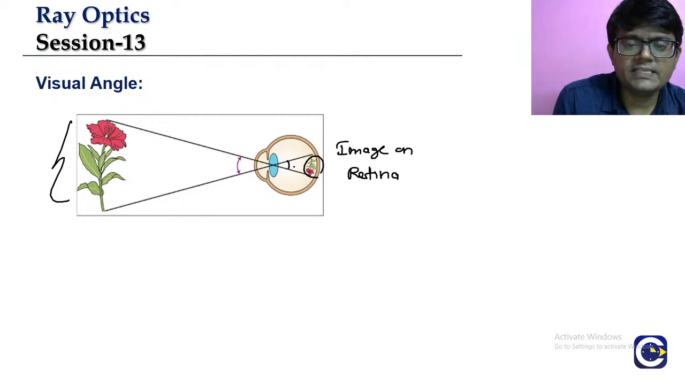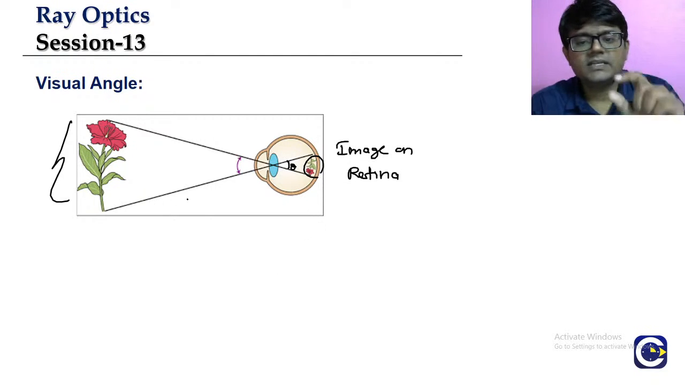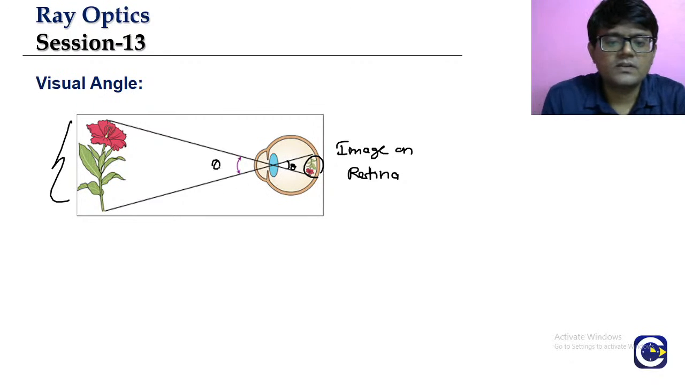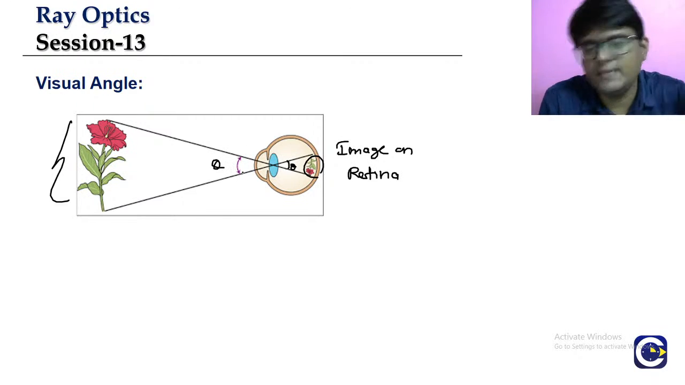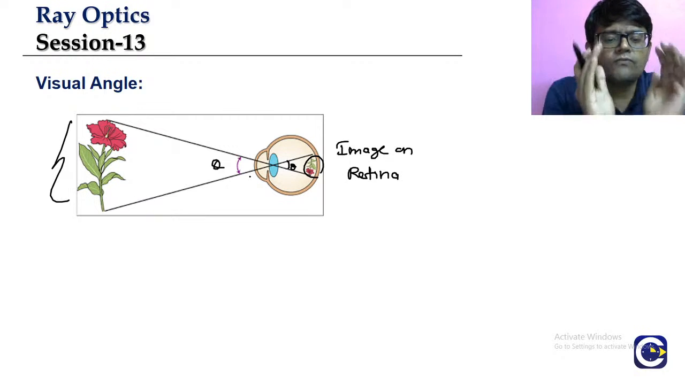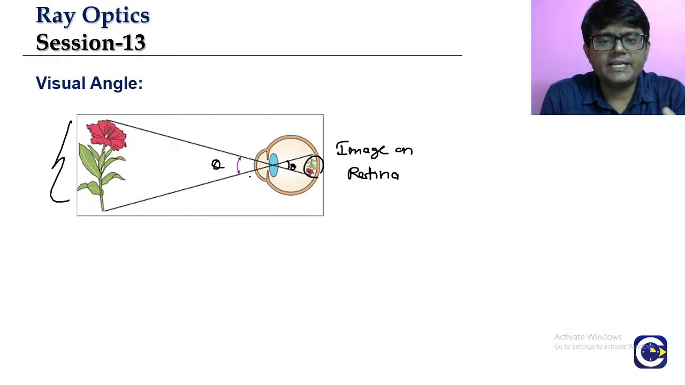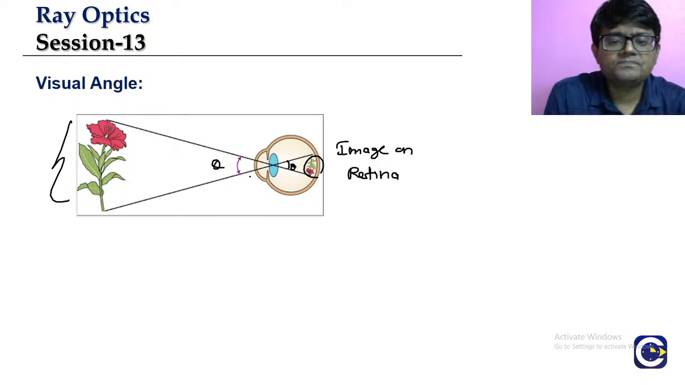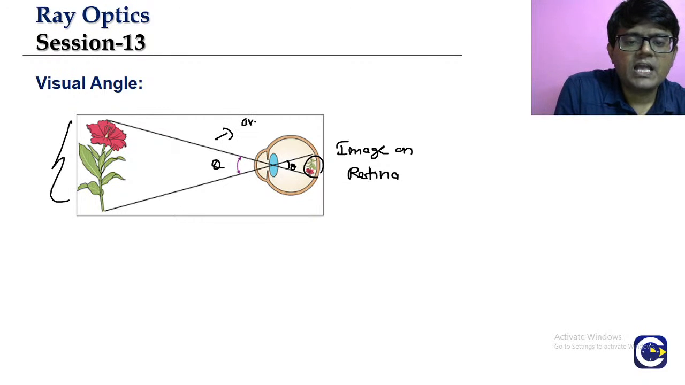Now you see here there is an angle, the angle subtended by the image. Because of the properties of straight lines, the angle on this side also will be the same. So when we talk about the view of the object, what we are referring to is this angle formed.